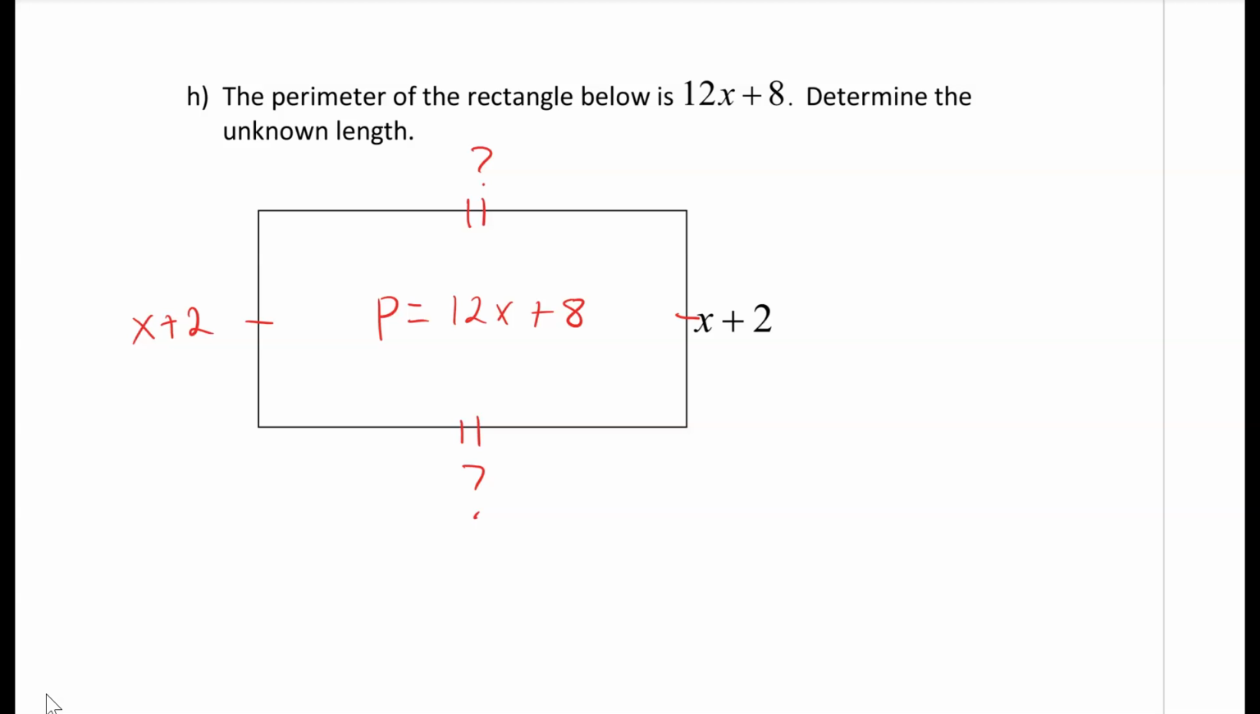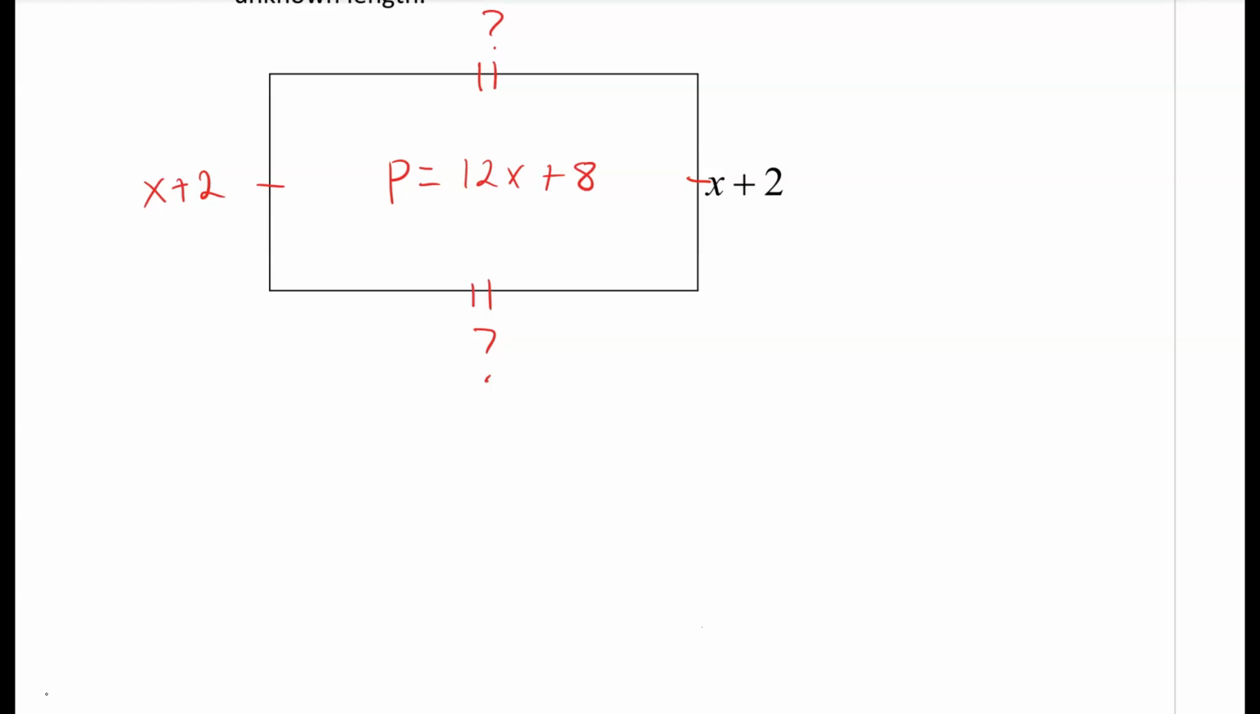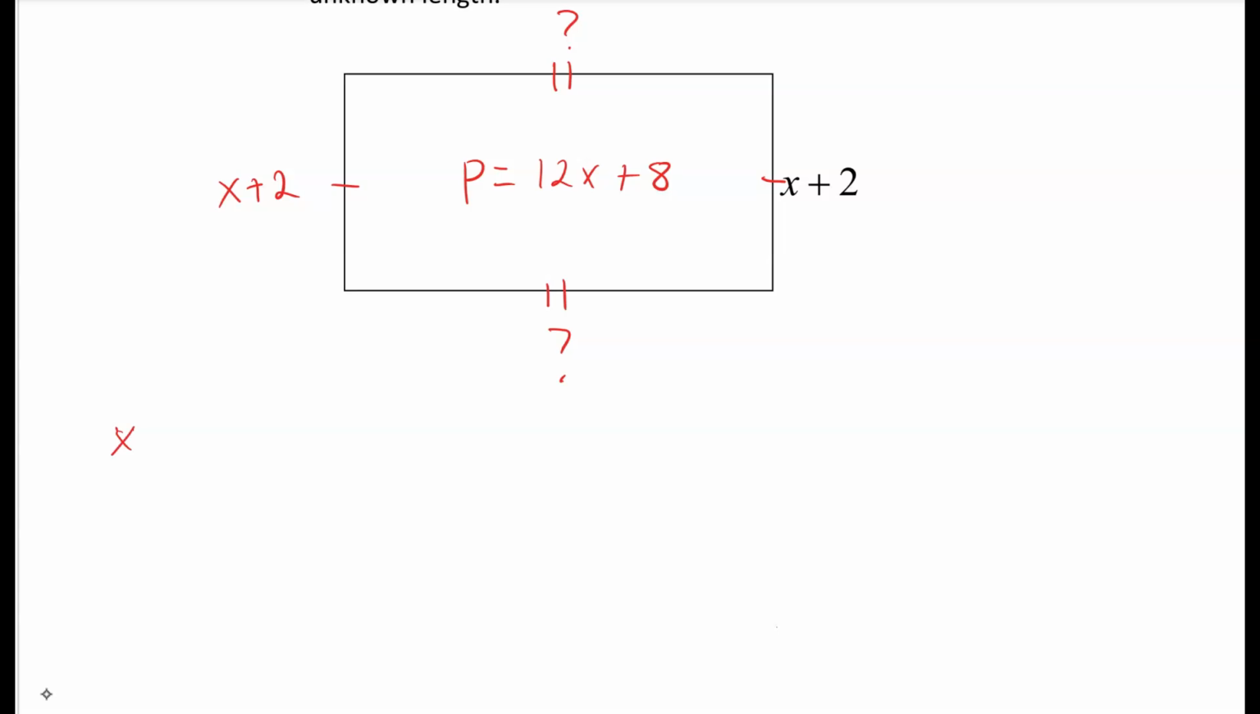So what we want to do is subtract the two sides that we know from the total perimeter, which will leave the top and the bottom remaining. Then we'll be able to split that in half to determine what just the top equals and what just the bottom equals. So our first step is to add together what we know. So we know x plus 2 and x plus 2. Adding this together, we get 4, which is positive, and we have 2x.